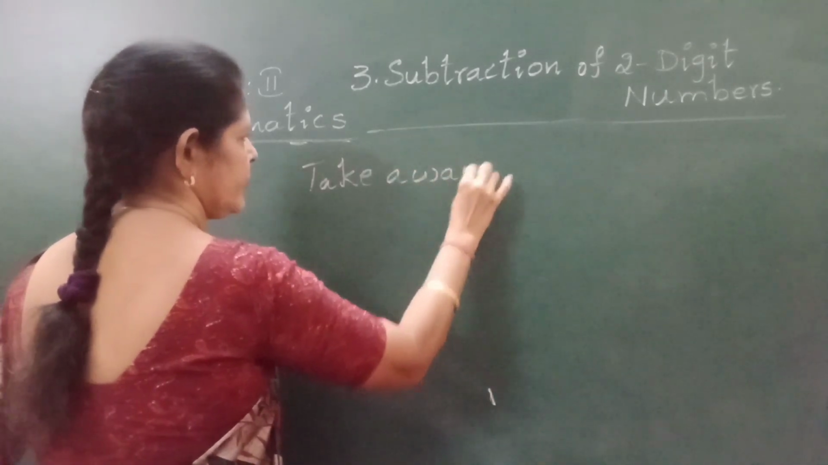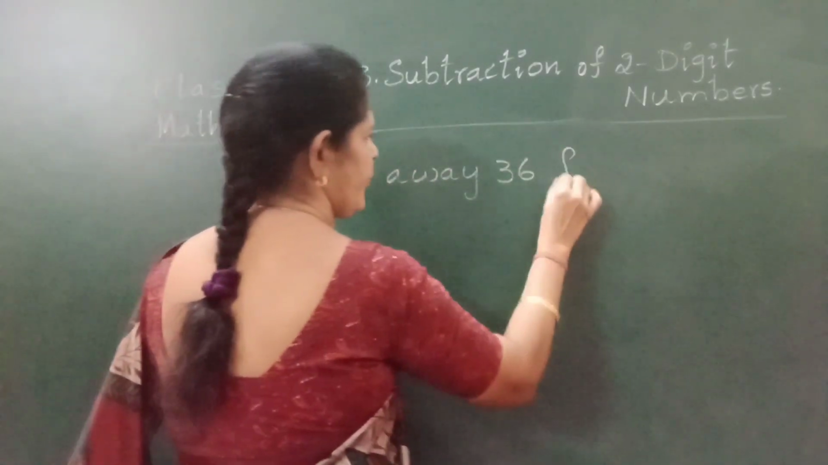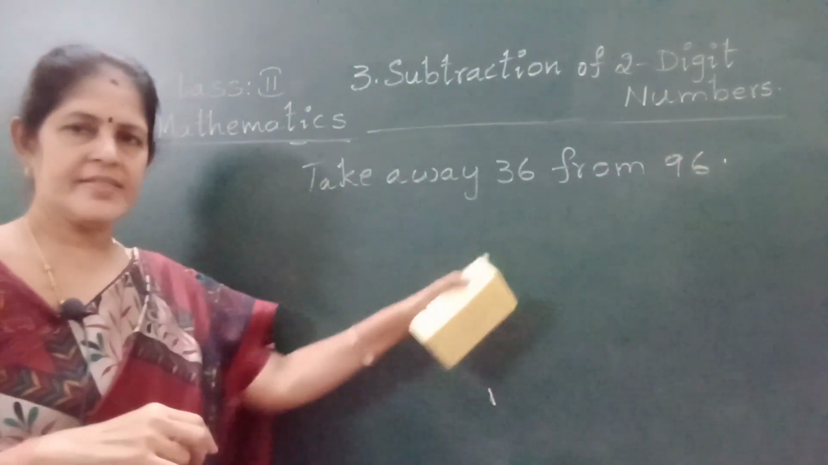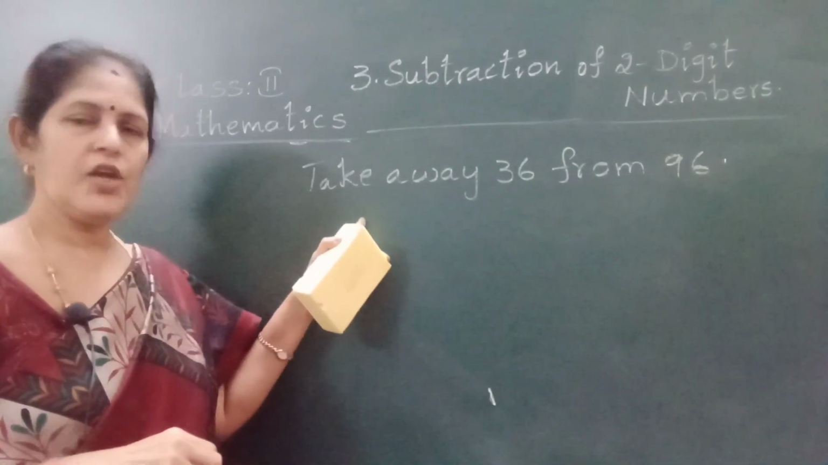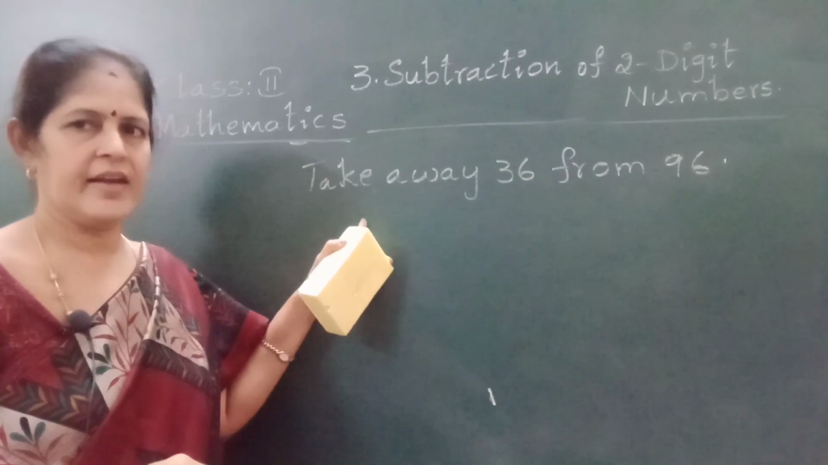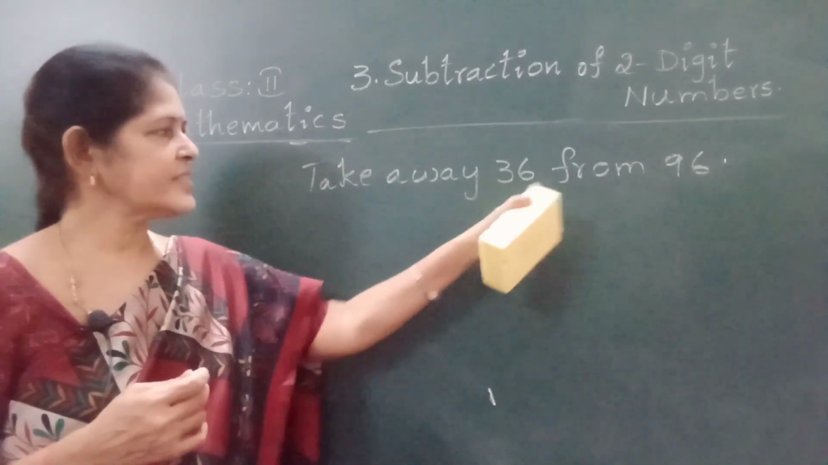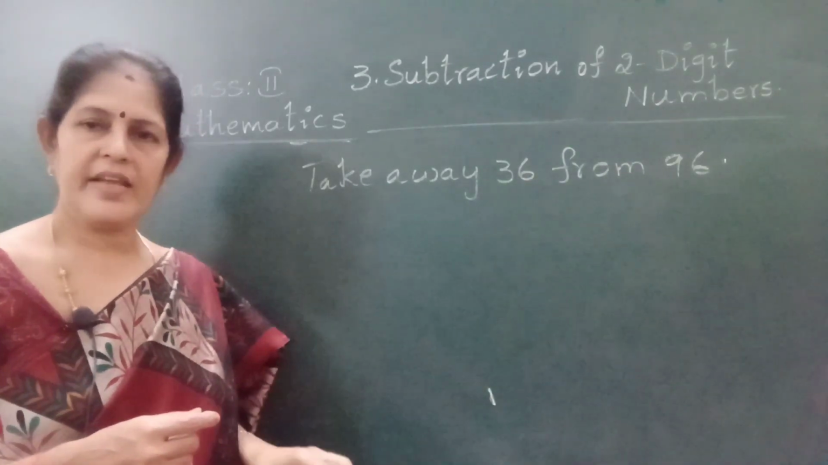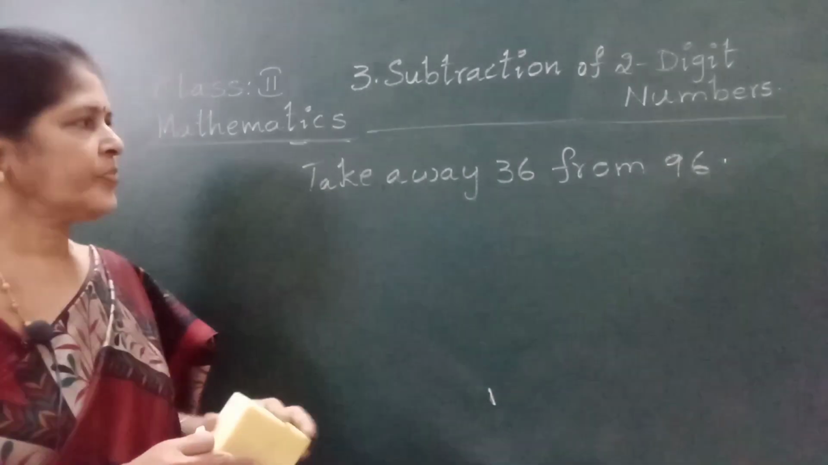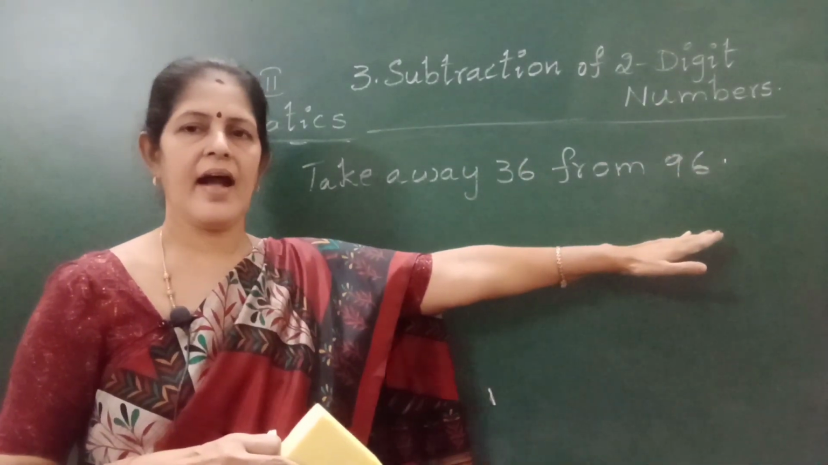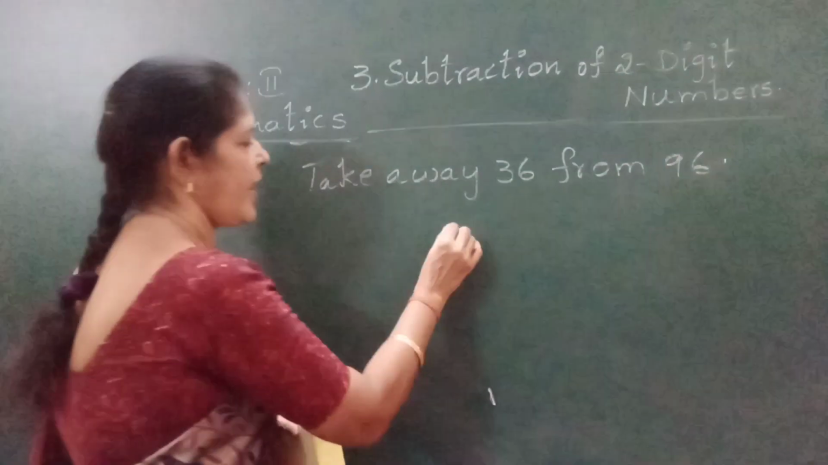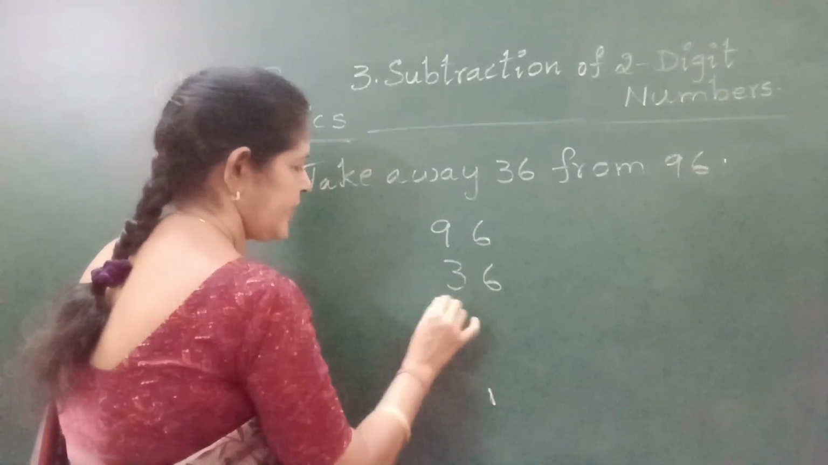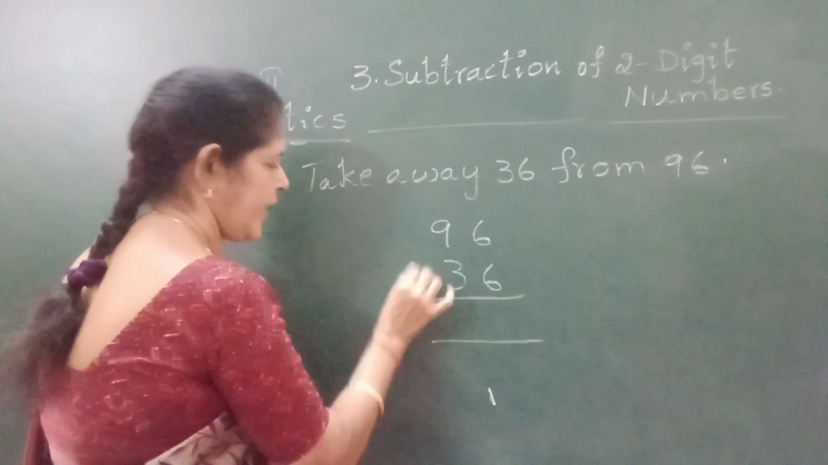Take away 36 from 96. What do we mean by take away? Subtraction. That means we subtract 36 from 96. The given numbers are 36 and 96. Which number is big? 96. The word after 'from' is the big number. 96 is written in the first place. 36 right below. 96 like this. And put the minus symbol.